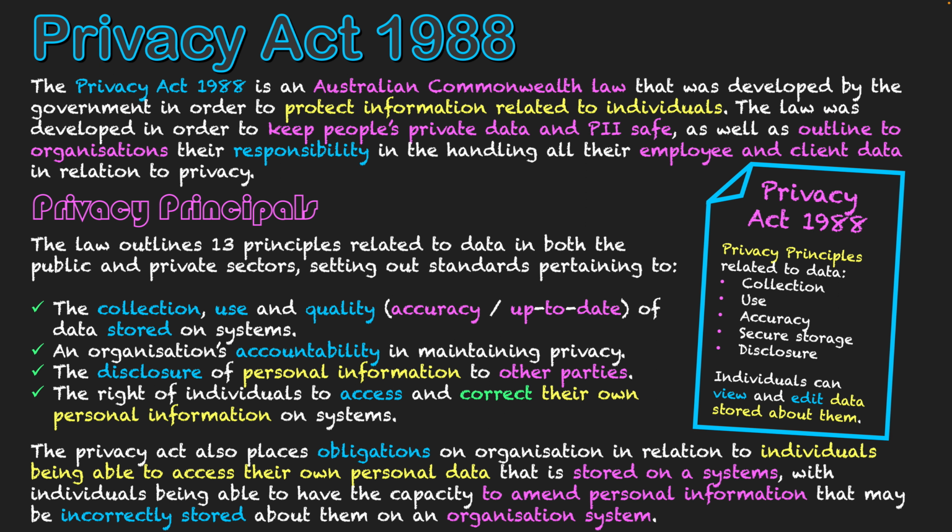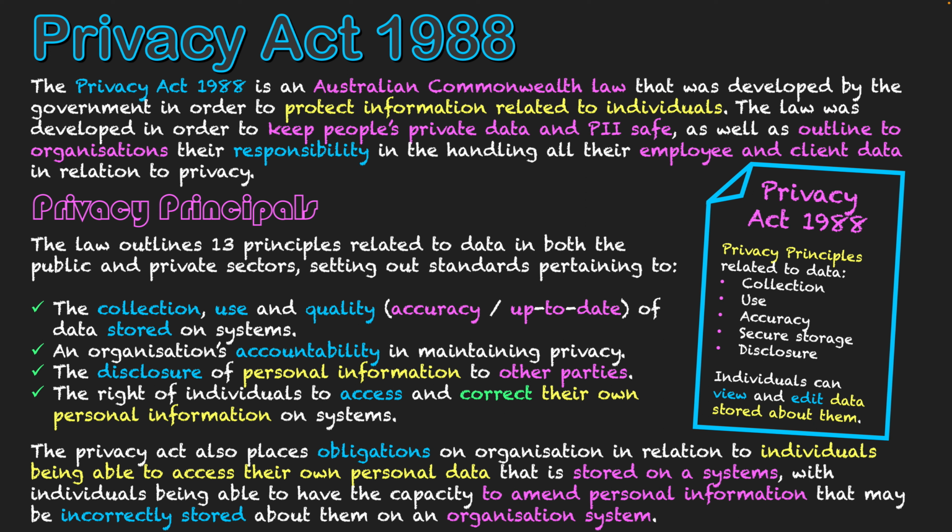So flowing on from that, the Privacy Act puts this obligation on organizations, enabling individuals to access data stored about them on their system. Individuals have the capacity to view the data that is stored about them on a system, to amend the personal information that may be incorrectly stored about them, and update it on the organization system. So individuals need to have an ability to access their data stored on an organization system, and really only their data, but they have the right to see it and update it if need be.